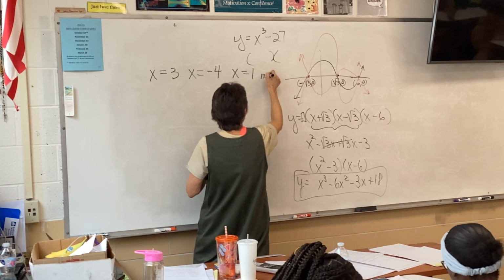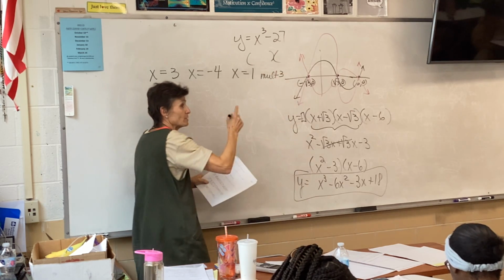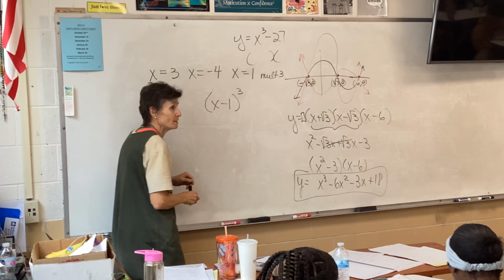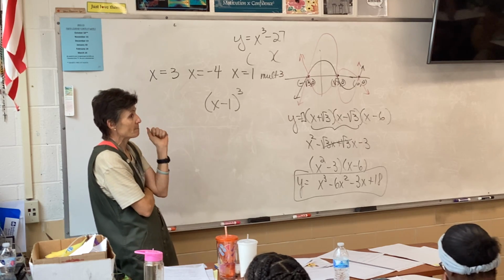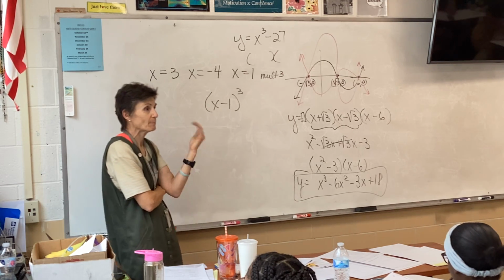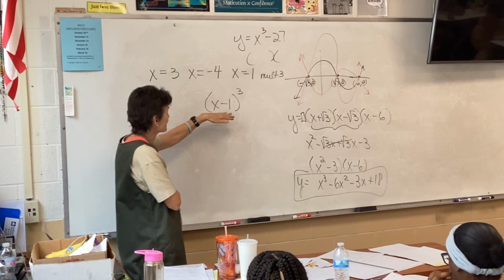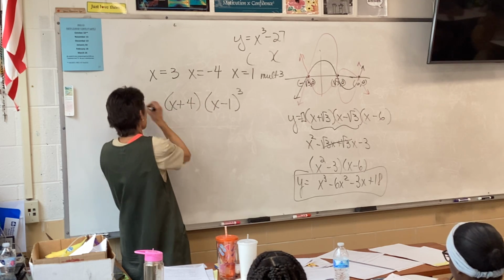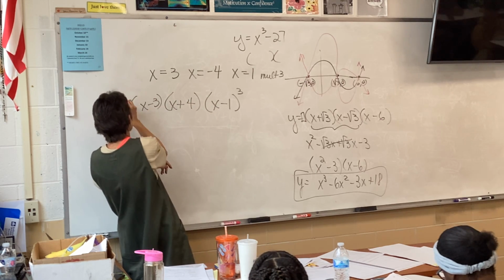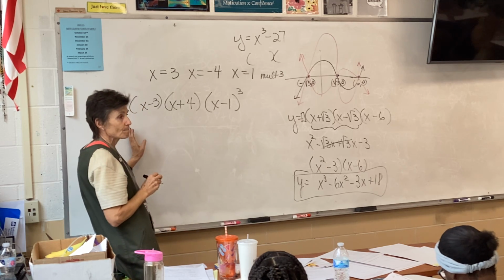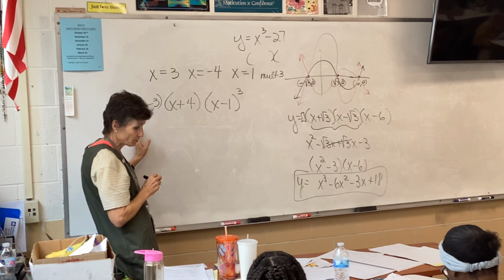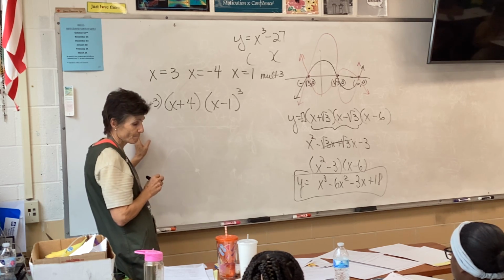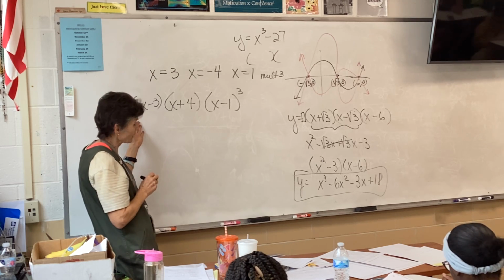So x equals 1 happens 3 times, which means the factor x minus 1 is cubed. That's what multiplicity means. It's a multiple root. It happens more than once. And that means its factor has an exponent. Now, x plus 4 is just x plus 4, x minus 3. Here's your polynomial. Now, do you understand where I said don't multiply it out? That would take a long time, wouldn't it? You okay with that?